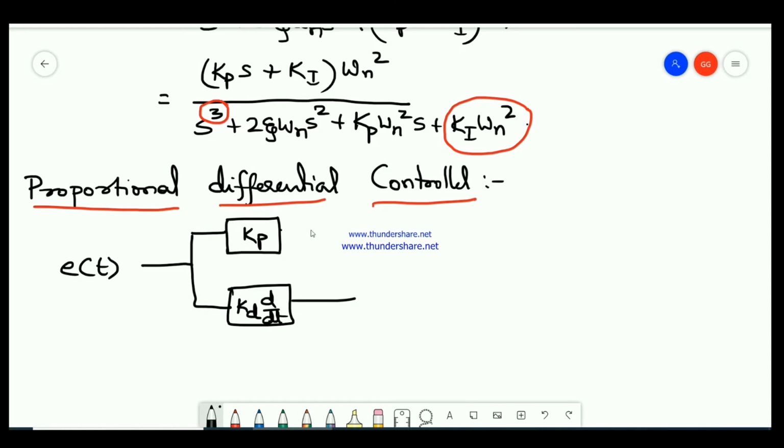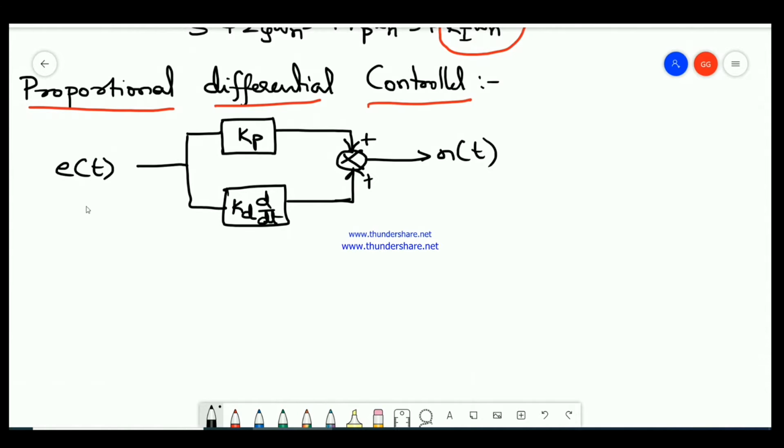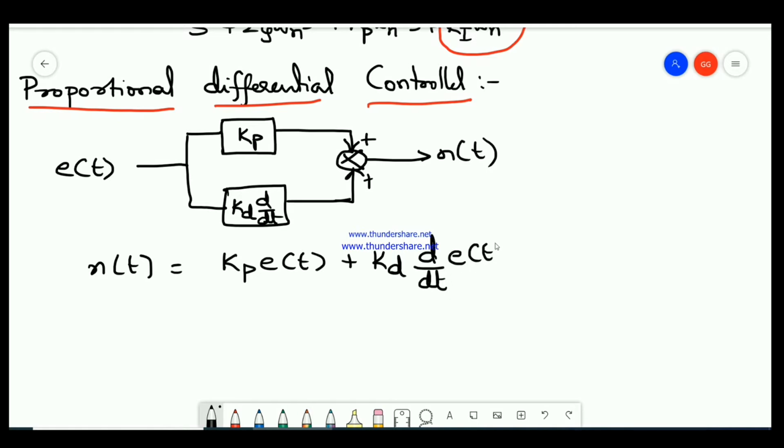These both are given to one summing point, and the output of that is taken as n(t). So now we write the equation for n(t), which is equal to Kp into E(t) plus Kd into the differentiation of E(t), d by dt of E(t).